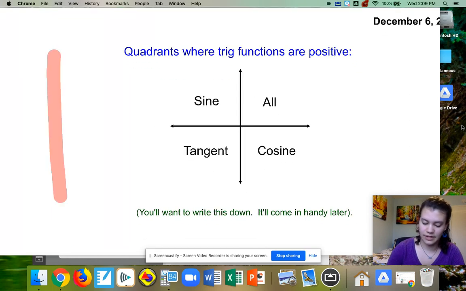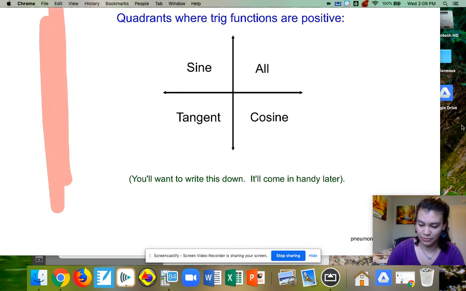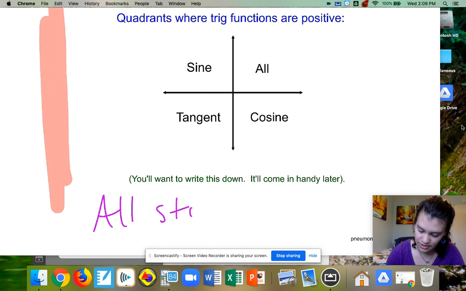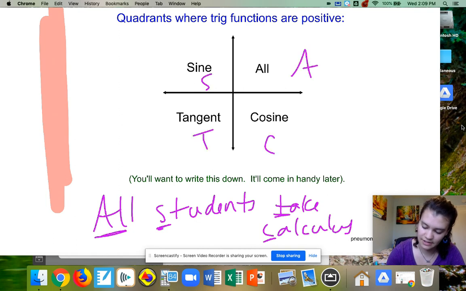Here it is all in a nice chunk. If you want to figure out how to remember this, you can do all students take calculus. So all for the first, S, second, T, and C. So all students take calculus.